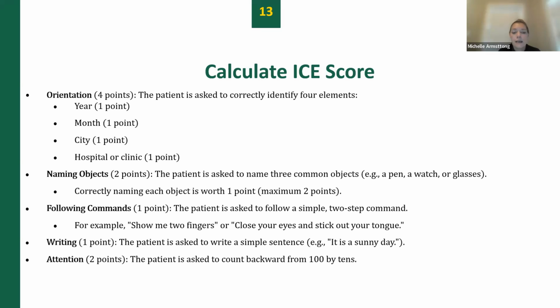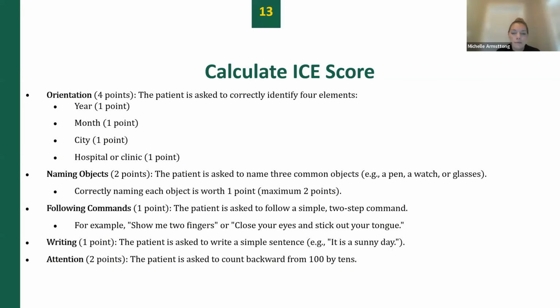Next, you ask them to name 2 objects, and ideally you're going to pick 2 objects that are pretty easy to name. You're not going to point at the blood pressure cuff and expect them to say exactly what that is in correct medical jargon. So examples can be a pen, a watch, glasses, the remote. If they correctly name each object, that's going to be worth 2 points. Following commands. The patient's asked to follow a simple 2-step command.